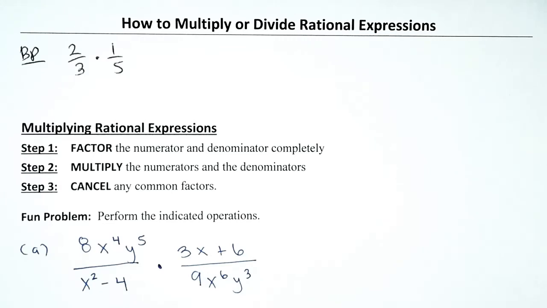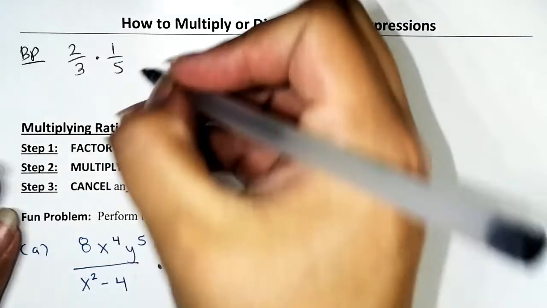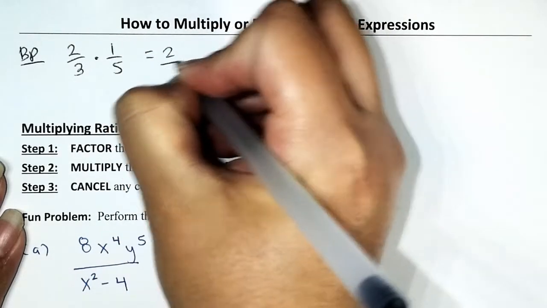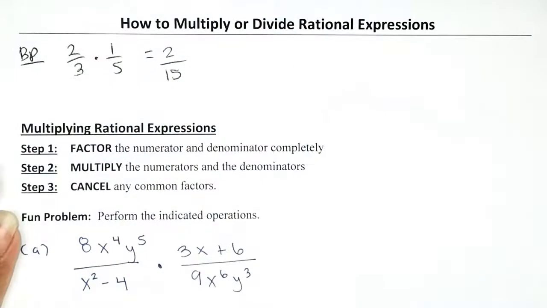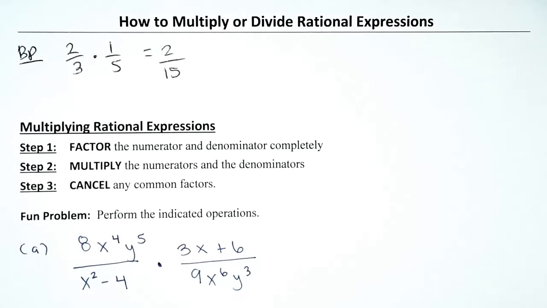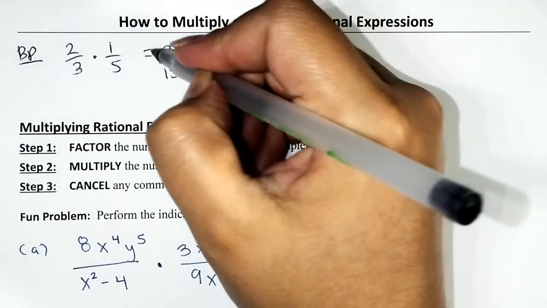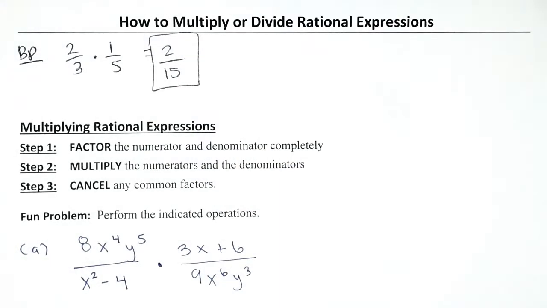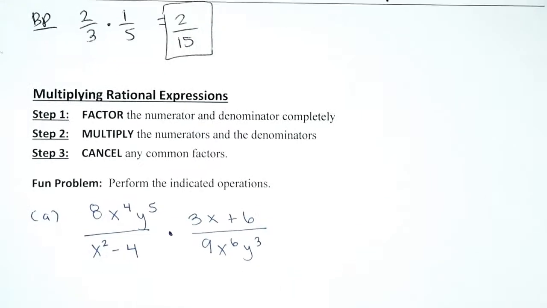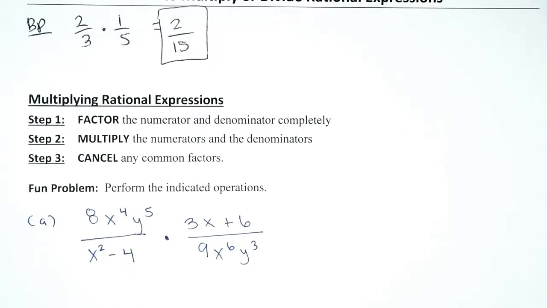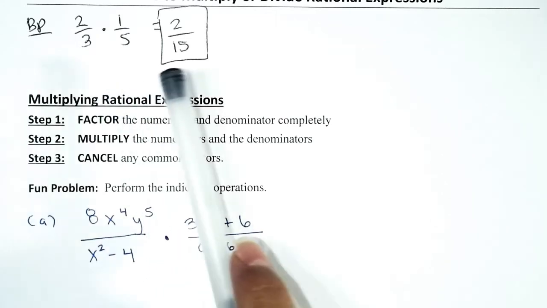To multiply two or more fractions, we're just going to go ahead and multiply across. We're going to multiply the numerators together, and then we're going to multiply the denominators together. And then if we could reduce it, cool. All right, that's it. Okay, now when it comes to multiplying rational expressions, the idea behind it is the same exact thing. You're going to multiply across and then reduce.